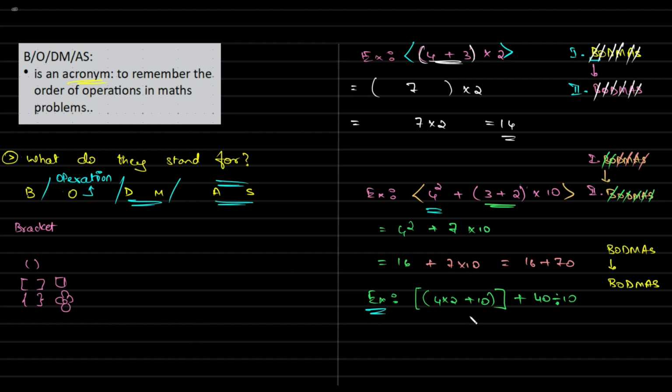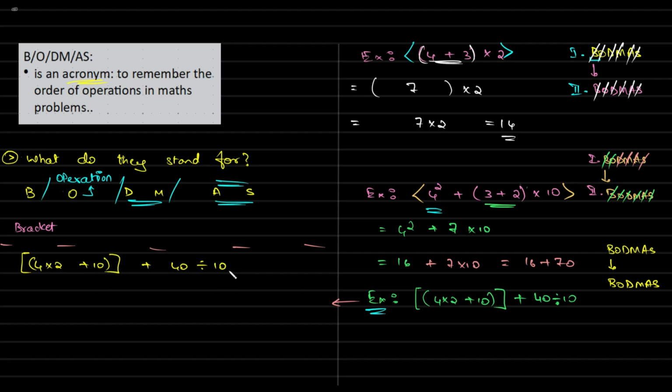So this is your next example. I kind of congested the place, so I'll make some space over here. Right, so I'm doing the solution on the left hand side. Please don't get confused. I'm just starting out on the left hand side. So we have 4 into 2 plus 10, brackets open, brackets closed. These are small brackets. Then we have the square brackets plus 40 divided by 10.